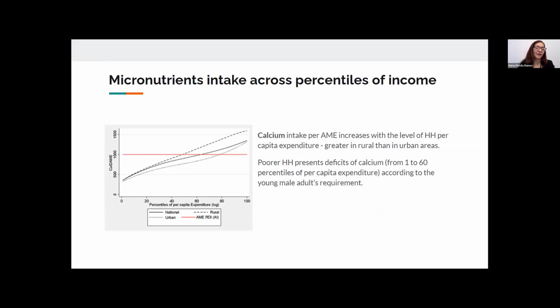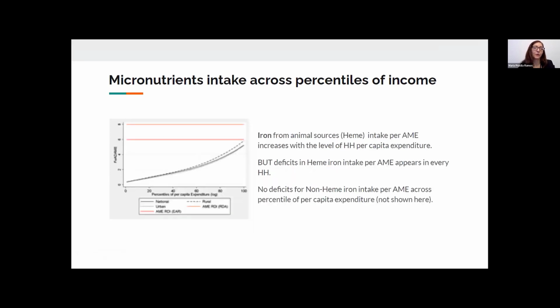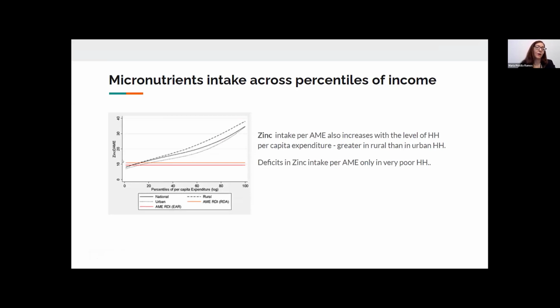So we have many micronutrients. Here we focus on particular ones, because we focus on those where we find deficits. That's the case of calcium. Here we measure percentiles of per capita expenditure. So calcium, we present a deficit in poor households. Iron presents a deficit in all households, in all the distribution. Zinc only for poor households.